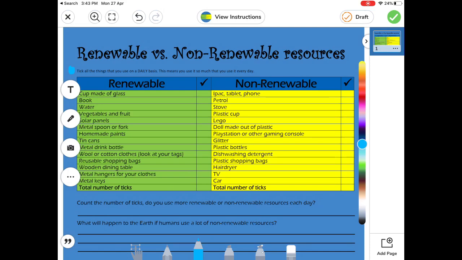Okay, let's go through. I'm going to start off with the renewable resources. A cup made of glass, tick.